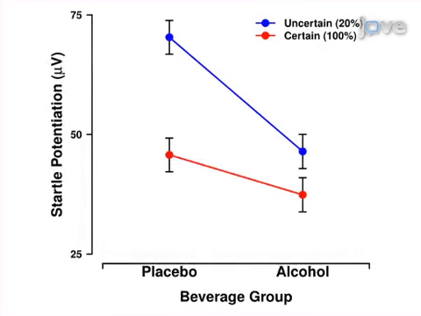Ultimately, the threat probability task shows that startle potentiation in the low probability uncertain threat condition versus the high probability certain threat condition is dampened by administration of anxiolytic drugs such as alcohol.